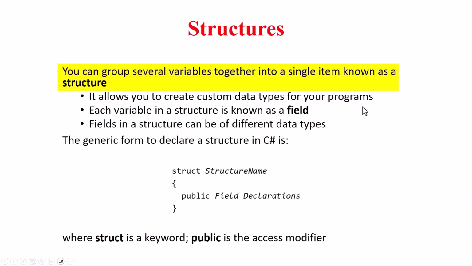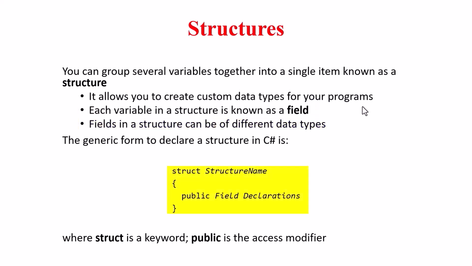Let's get started. Structures allow you to encapsulate several variables into a single item. You can group several variables together into a single item known as a structure. It allows you to create custom data types for your programs. Each variable in a structure is known as a field. Fields in a structure can be of different data types.